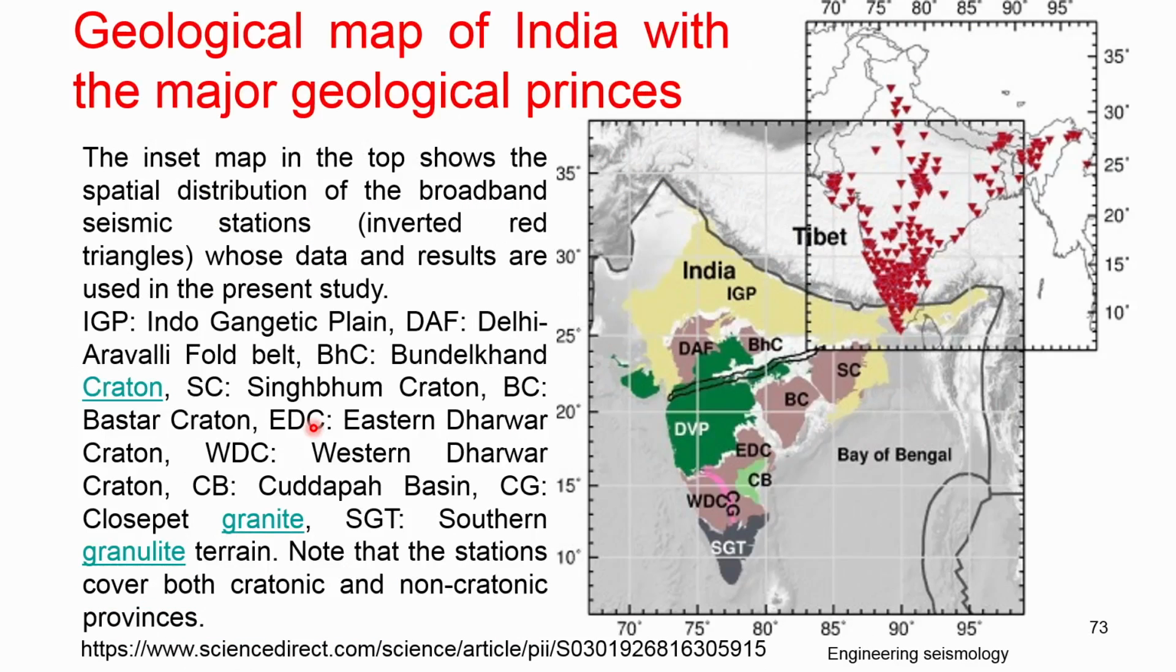Okay, so this is again the geology map with the major geological provinces of India with the seismic data they use. The inset map at the top shows the spatial distribution of the broadband seismic stations, inverted red triangles, whose data and results are used to study and understand the different seismotectonics of the southern part of India. So, what have they studied actually?